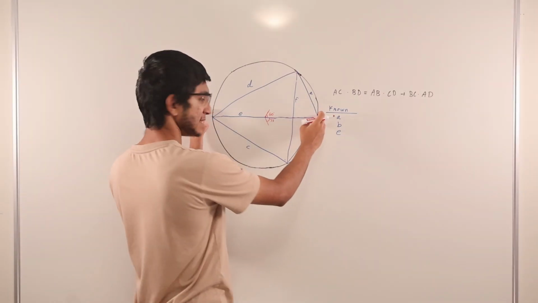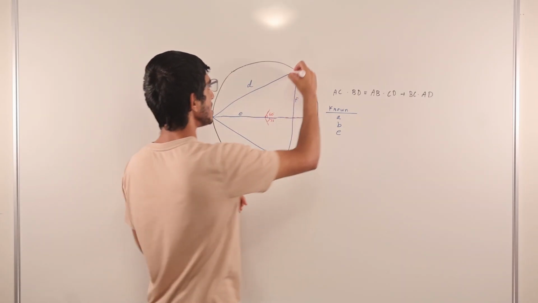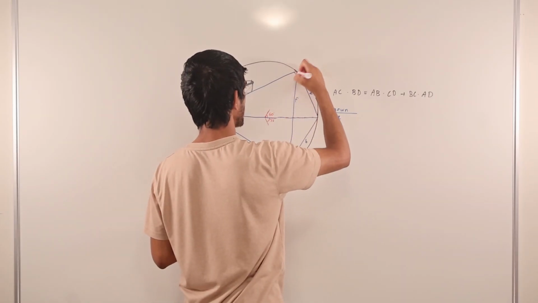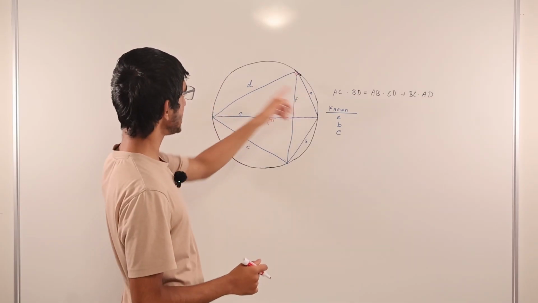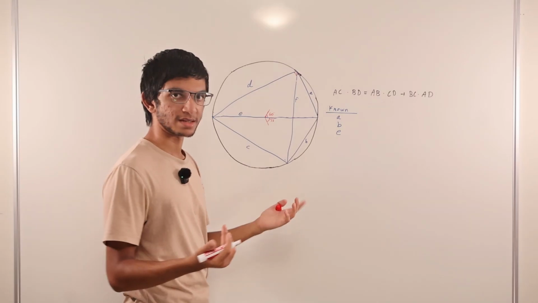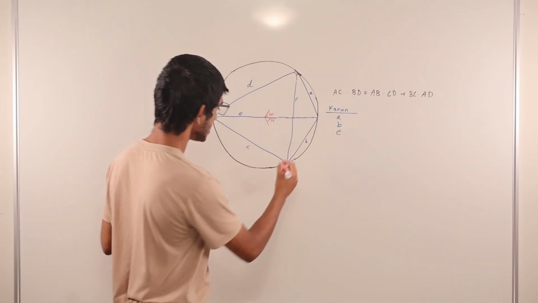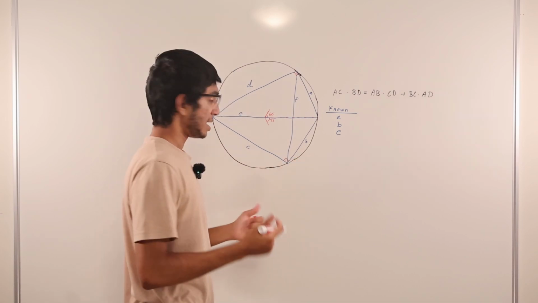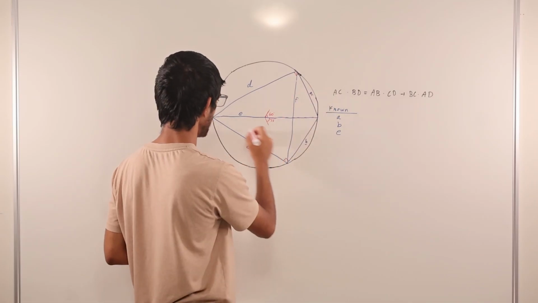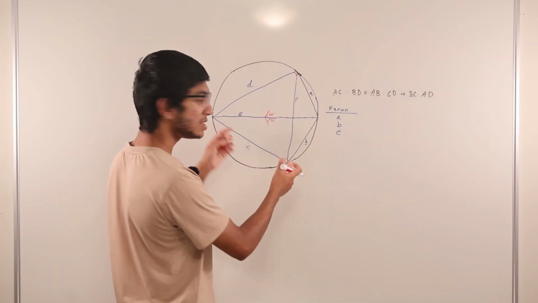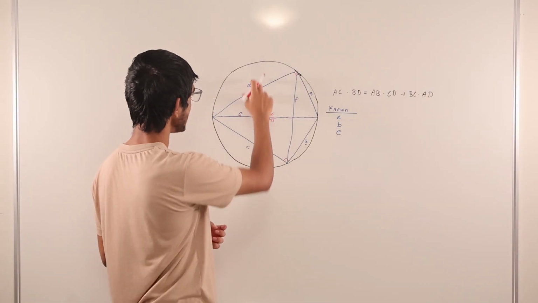Since this length is a diameter, and this is any point on the circumference, this angle here is a right angle. So the triangle with side lengths A, D, and E is a right triangle. And likewise, the triangle B, E, and C is also a right triangle. And we know the values of B, A, and E. So using the Pythagorean theorem, we can find the values for C and D.